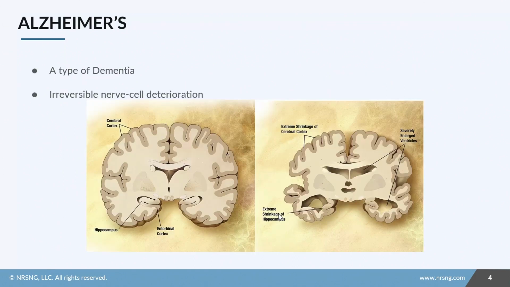Now, when we talk about Alzheimer's, it's actually a type of dementia. So all patients with Alzheimer's have dementia, but not all patients with dementia have Alzheimer's. To remember it, sometimes I'll say, instead of Alzheimer's disease, Alzheimer's dementia, or Alzheimer's type dementia, just to help me remember that.